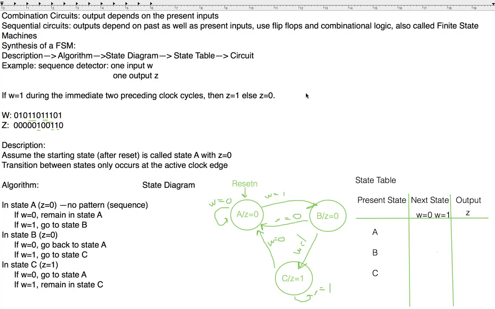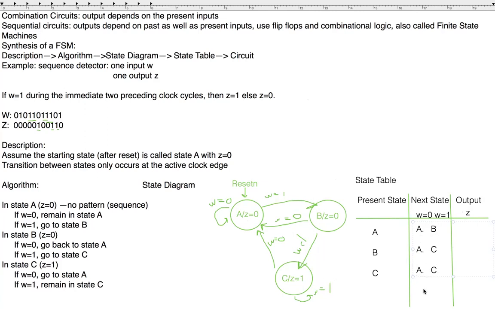And so let me do it here. When W is 0, our next state from A, we just remain in A here. So that's why I'm going to write here A. When W is 1, we go to B. Down here, when W is 0, we go back to A. When W is 1, we go to C. When W is 0, it goes to A. When it's 1, it stays in C.